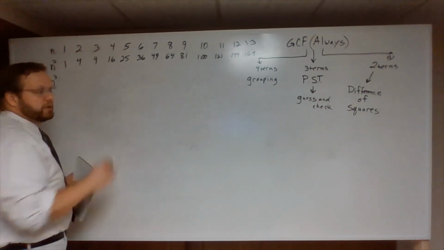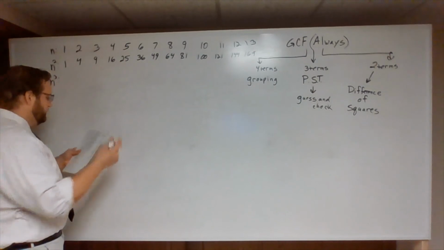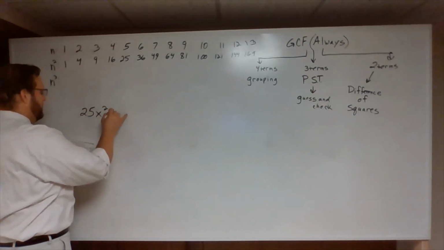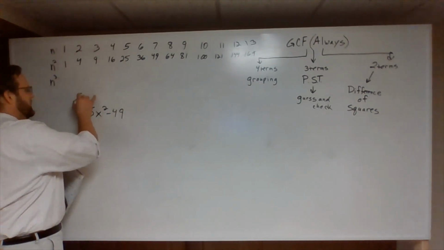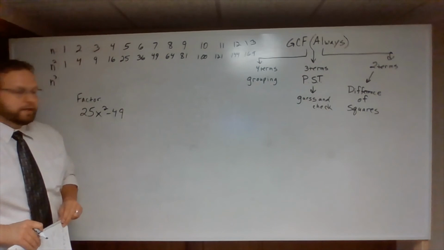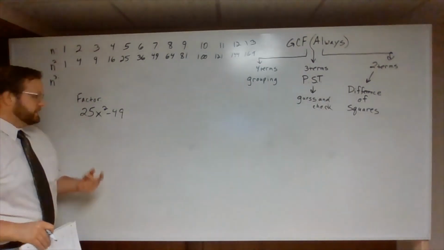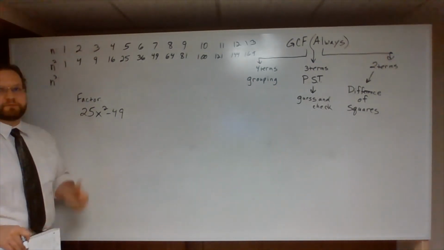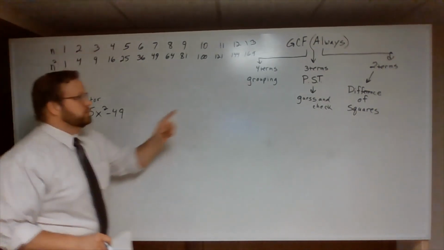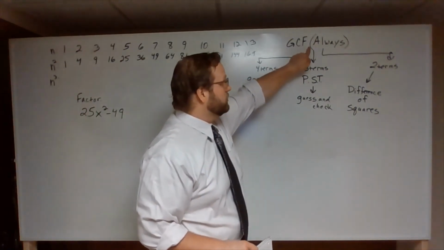Now, if we're factoring a difference of squares, what does that look like? Let's say we've got 25x squared minus 49. And I just say factor. Okay? Now, first, always, looking at this, see if there's a GCF. In this case, there's not. Okay? So since there's 2 terms, I tried that, it didn't work.